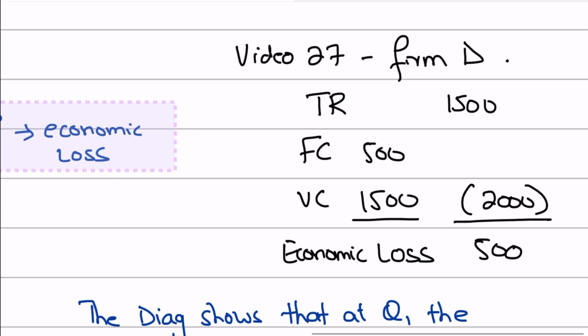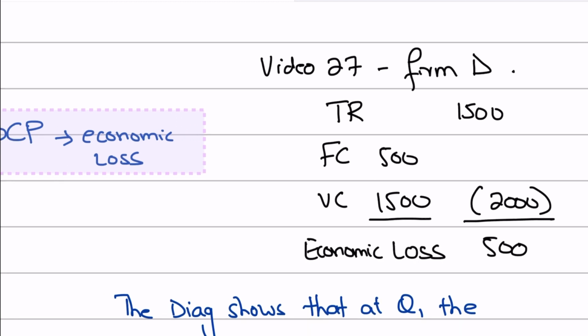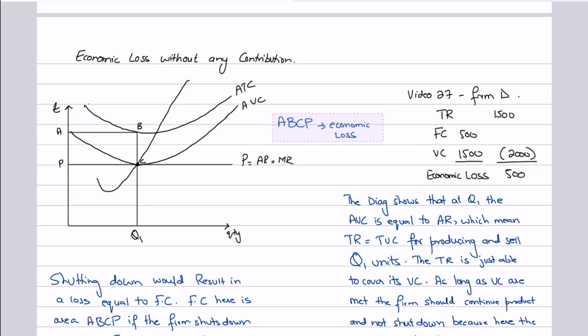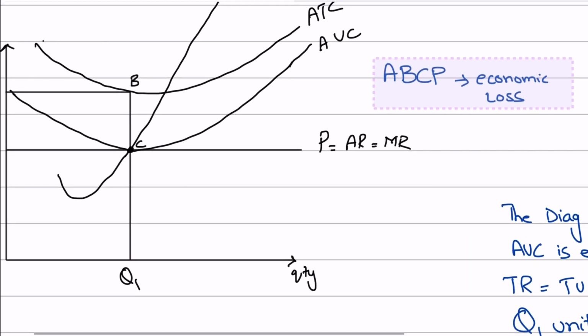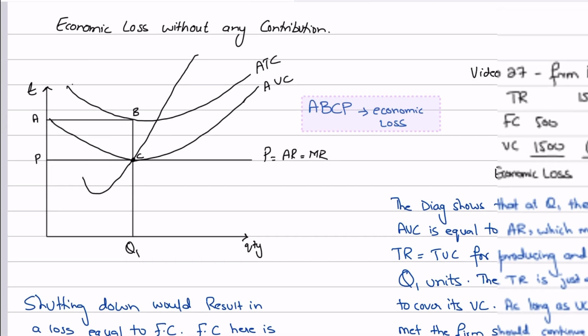But the shutdown rule हमारा यही कहता है that your price should be either greater than or equal to the average variable cost. If it is greater than average variable cost or equal to the average variable cost, in that case you should not shut down. Price being average revenue, तो एक ही बात है, average revenue being greater than or equal to average variable cost. Okay guys, so इस case में the average revenue at Q1 is equal to the average variable cost, because the point that corresponds to the average variable cost at Q1 is also the point that corresponds to average revenue for Q1.